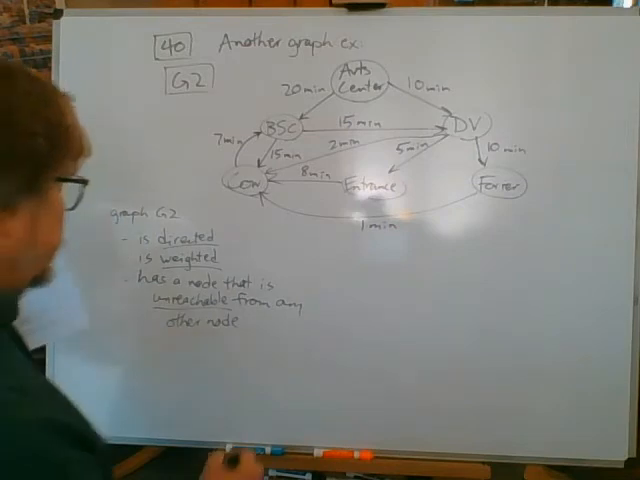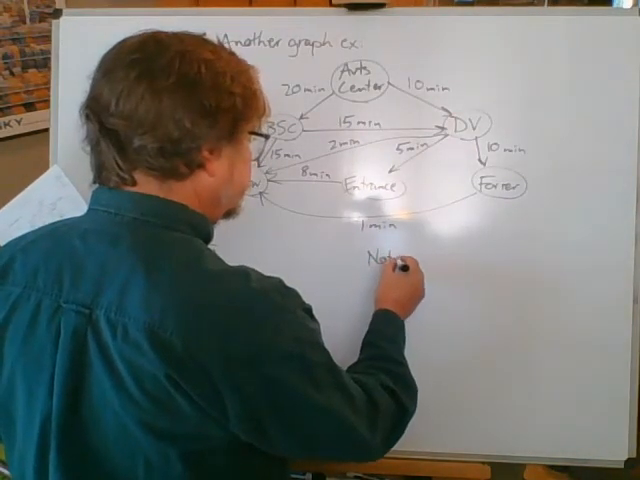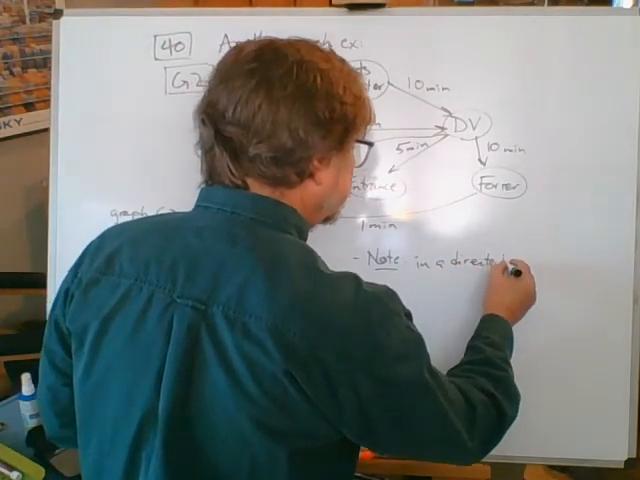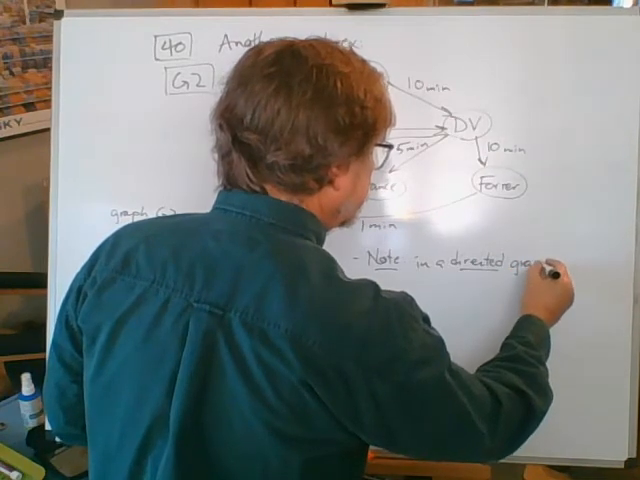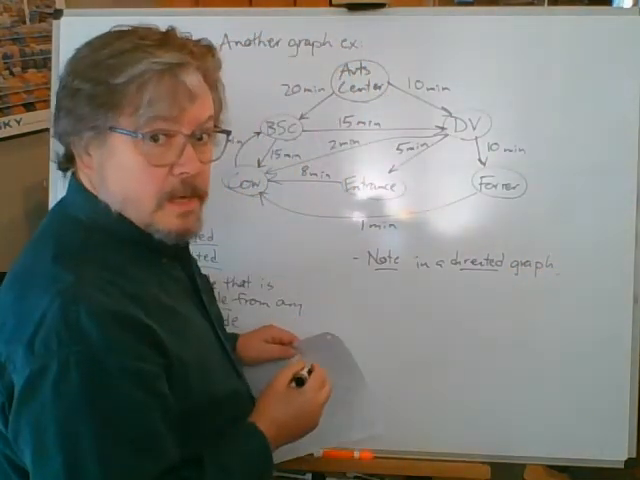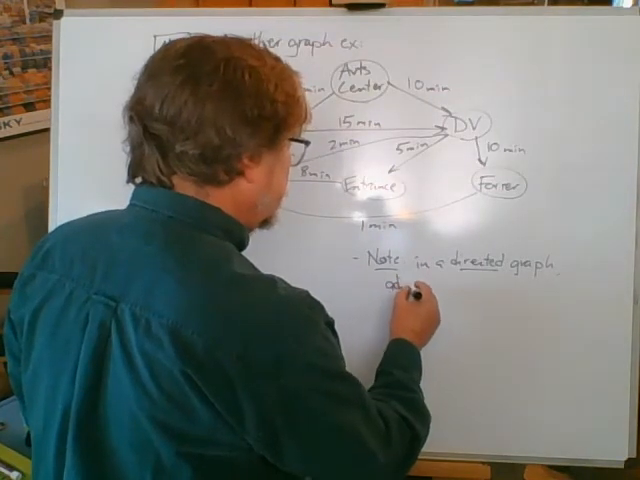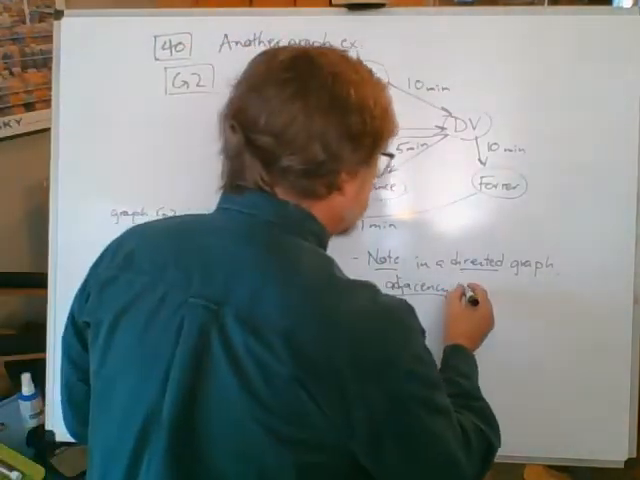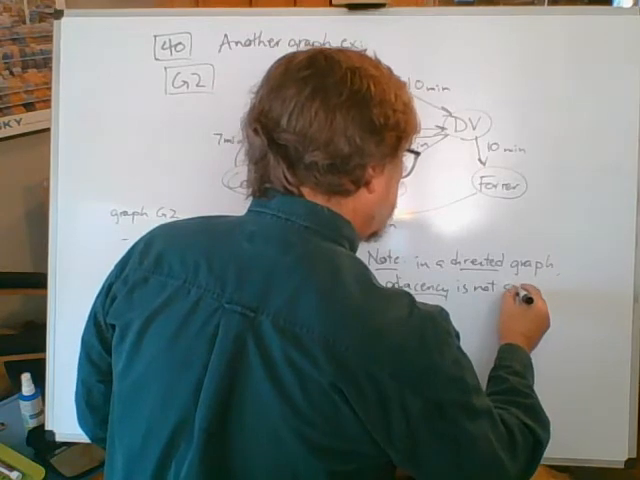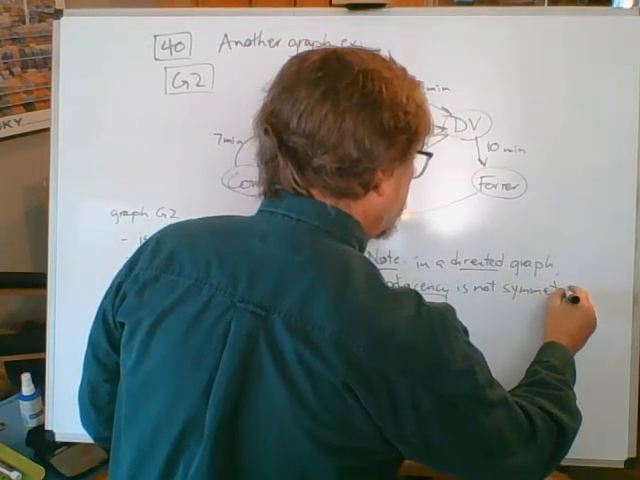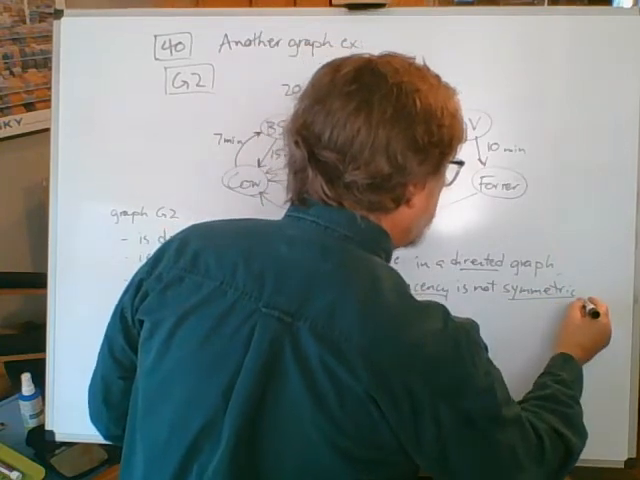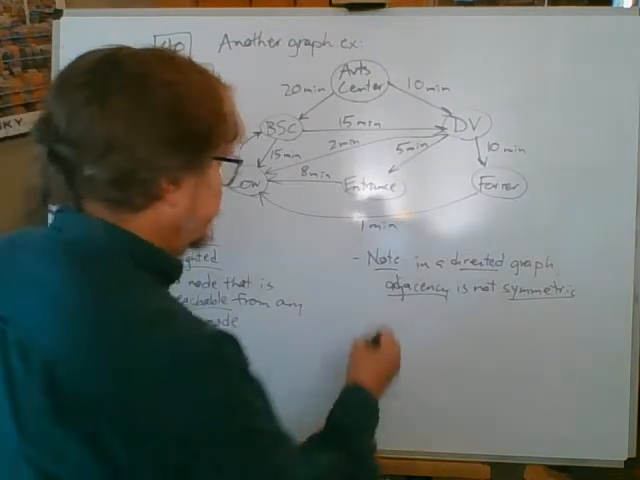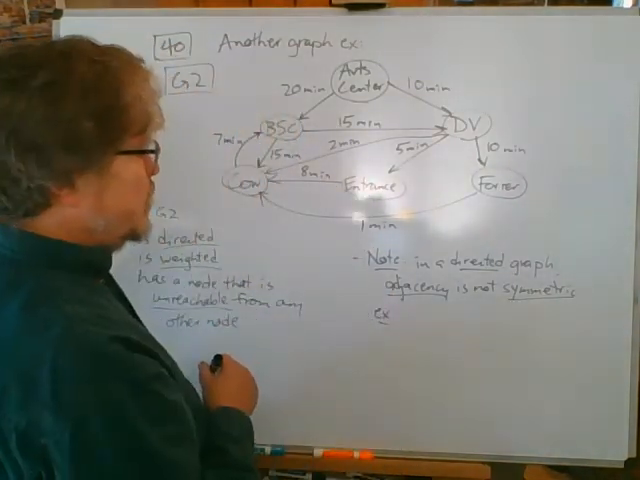And a note over here, since I haven't used this space. In a directed graph, comma, adjacency is not symmetric. Adjacency, one node being adjacent to another node, is not symmetric. If you're familiar with the symmetric property, that just means if A is related to B that way, then B is related to A that way. That doesn't hold in general in a directed graph.